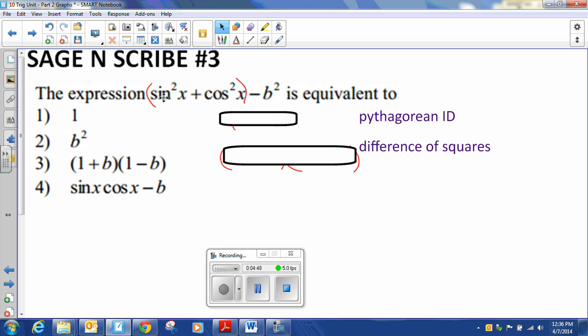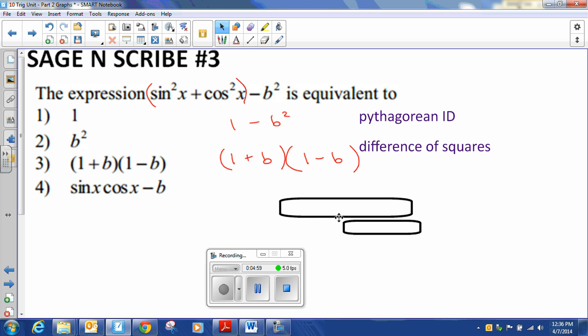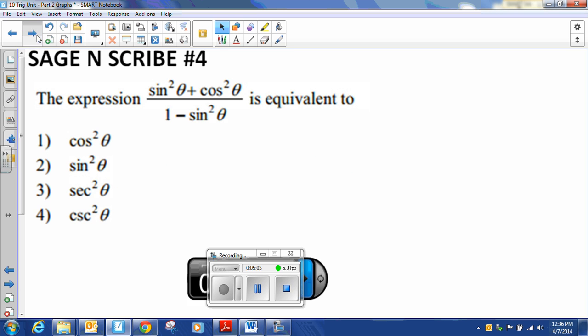Number 3, so here we basically just have to group the first two terms together, and that is the Pythagorean identity of 1 minus b squared, which you should recognize is a difference of squares. So the answer is 1 plus b times 1 minus b.